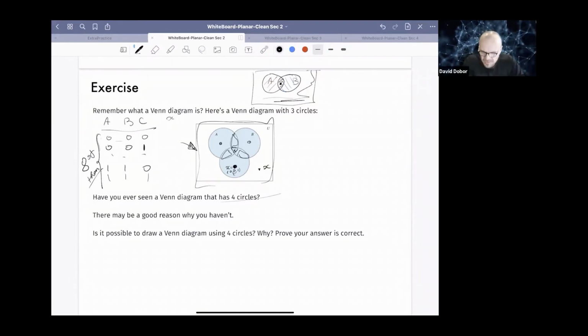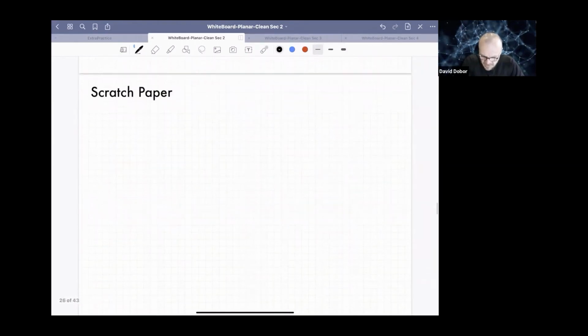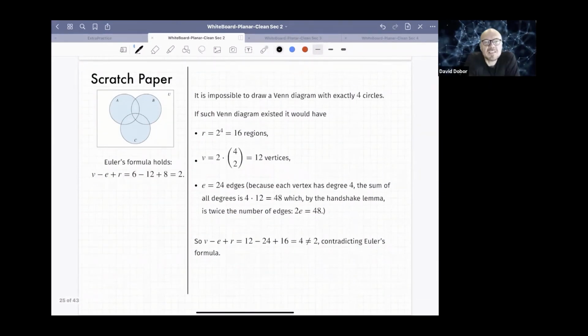No, actually, let's argue why this is impossible. Suppose it were possible. Suppose you could have 4 circles in such a way that you split the plane into 16 regions, right? Now, you can identify this, this is an example with 3 circles, with a planar graph, right? Every time 2 circles intersect, I'm going to call the intersection point a vertex. And the piece of the circle that connects those points, I'm going to call an edge. How many vertices do I have?